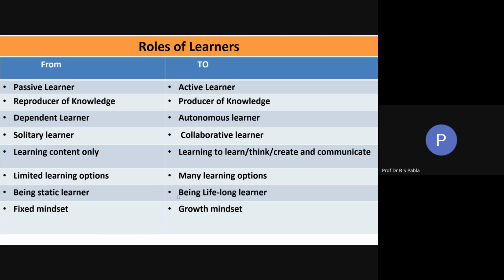Earlier it was learning content only. Whatever is taught to him, he has to study it, remember it, and reproduce it in the examination. Whereas now it is learning to learn: how to learn, and from where the information is available. Think for himself so that he can analyze the things, analyze the system. He should create something and communicate also. Communication has become very important, which is missing these days.